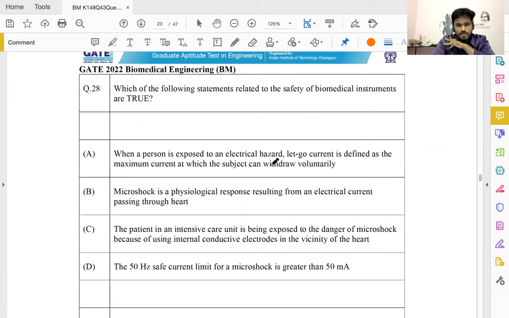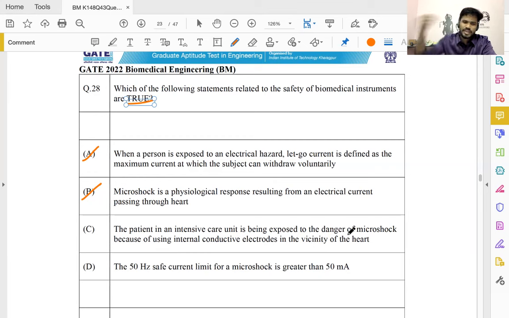When a person is exposed to an electrical hazard, so first of all, they are asking for true statements. Let go current is defined as the maximum current at which a subject can withdraw voluntarily. Yes, correct. Yeah, let go current by definition is that. Microshock, holding hand to hand is macroshock. Directly sending the current to your heart, that is microshock. That is also correct. And then a patient in an ICU is exposed to danger of microshock because you are using internal conductive electrodes in the vicinity of the heart.